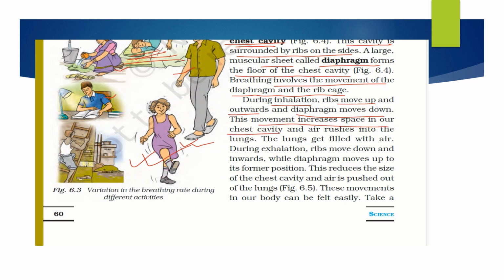So how can you experiment with this? While reading this lesson or going through this video, just inhale and fill up your lungs with air. What is happening? It increases the space in your chest cavity, and the air rushes into the lungs. The lungs get filled with air. During exhalation, the ribs move down and inwards while the diaphragm moves up, coming back to its former position. This reduces the size of the chest cavity, and the air is pushed out of the lungs.